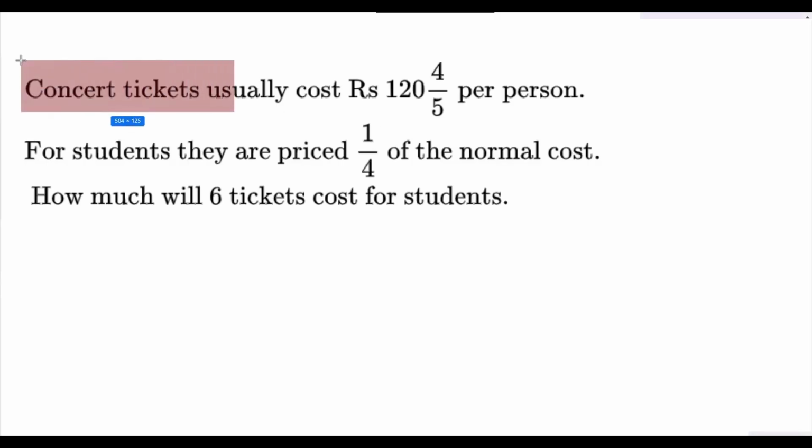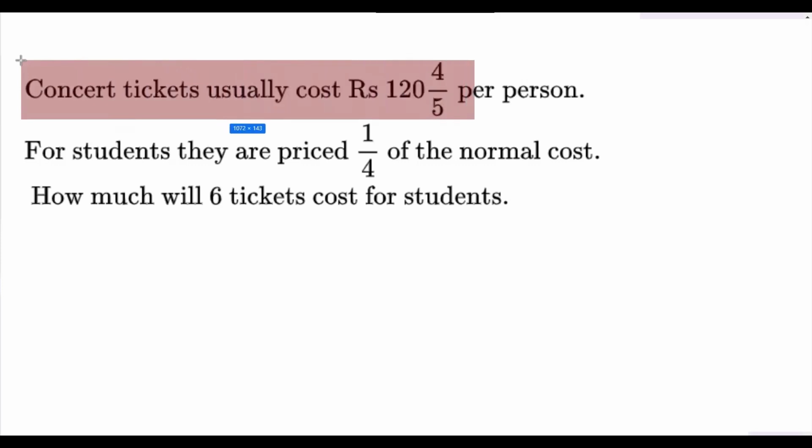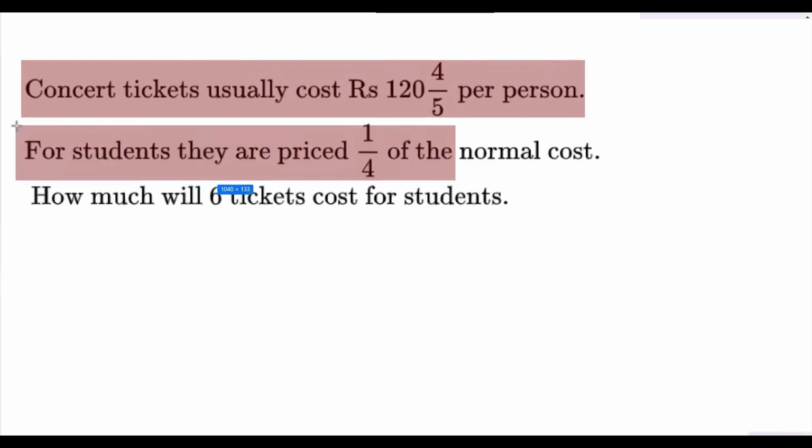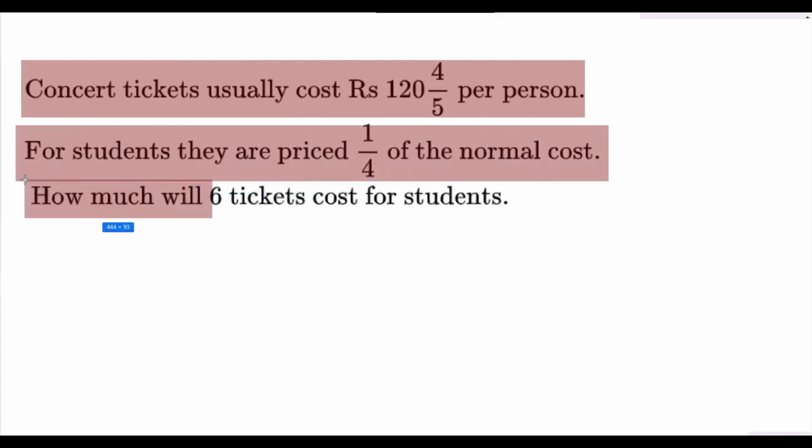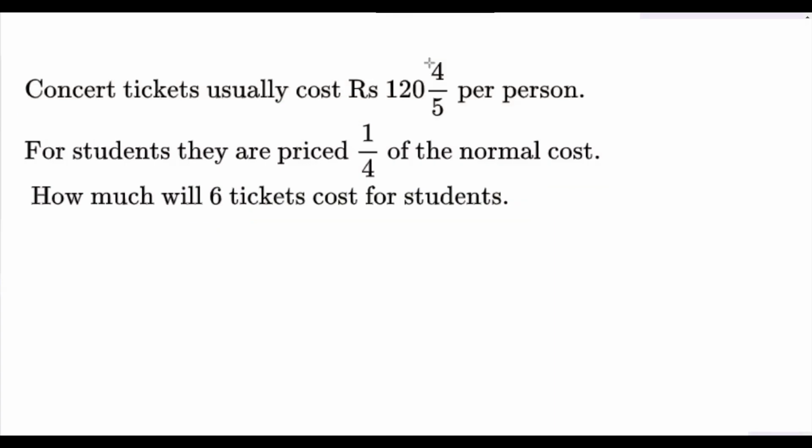The question says concert tickets usually cost rupees 124 over 3 per person. That's the normal cost. For students, they are priced one fourth of the normal cost. And our final question is: how much will 6 tickets cost for students? That means we have to get the price of 6 tickets.